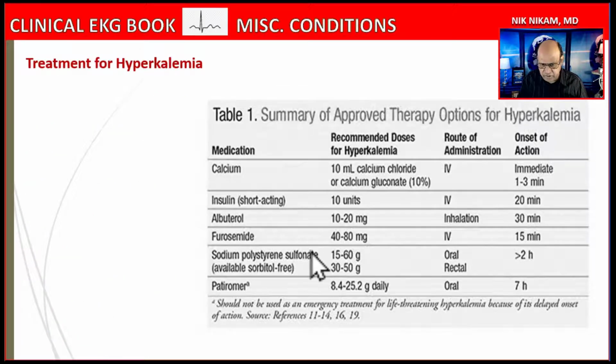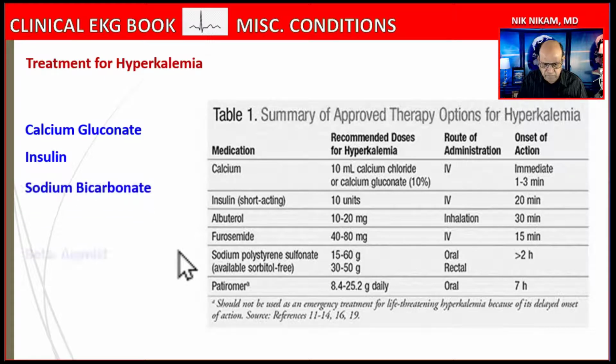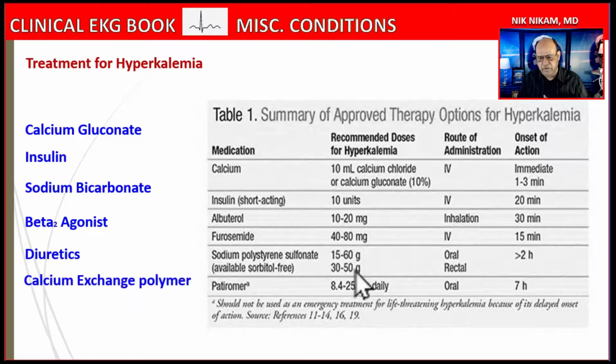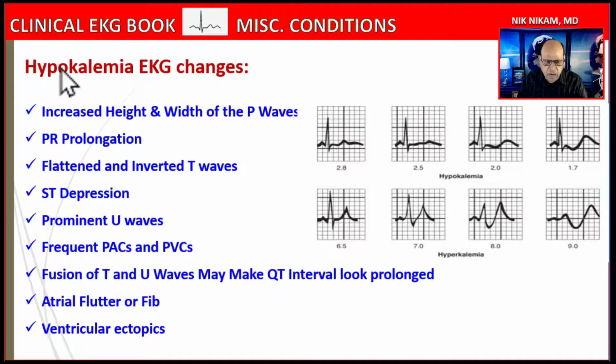Okay, here is a chart which looks at a lot of these agents we were talking about, like calcium gluconate, insulin, albuterol, furosemide, bicarbonate, and patiromer, all these things which can be used, and it depends upon the overall condition, cardiac rhythm, EKG changes, and the serum potassium level, and also magnesium level. Okay, let's move on to the next.